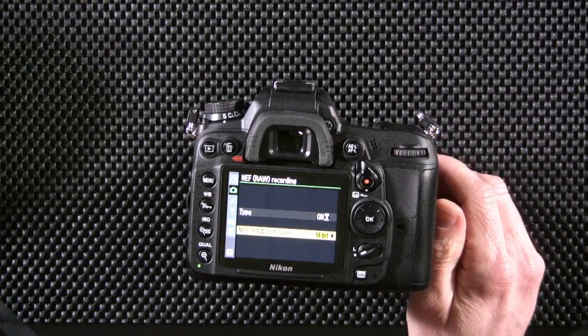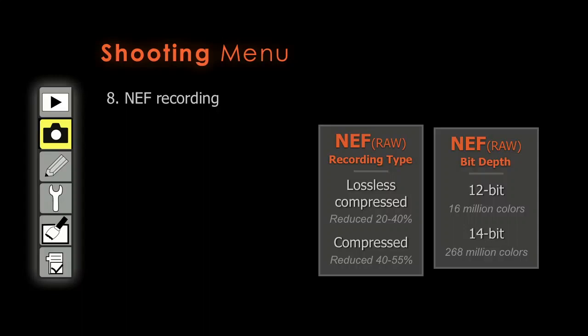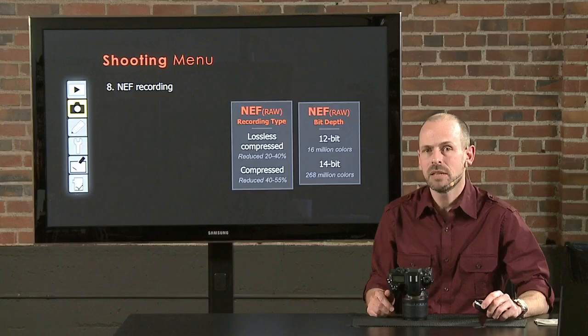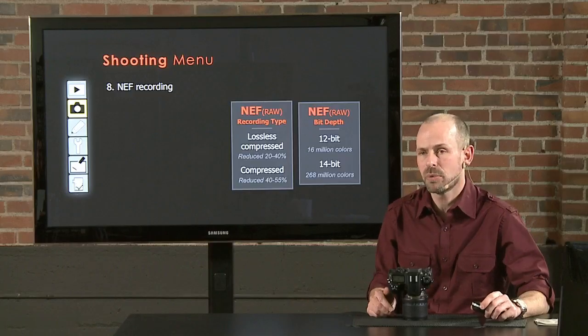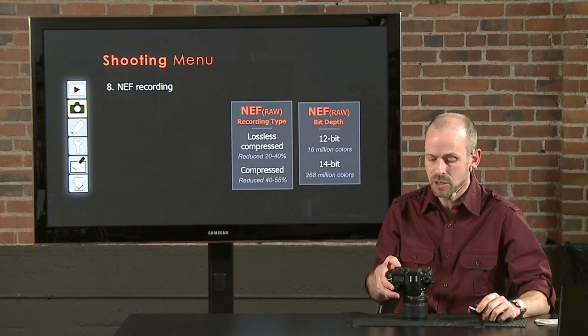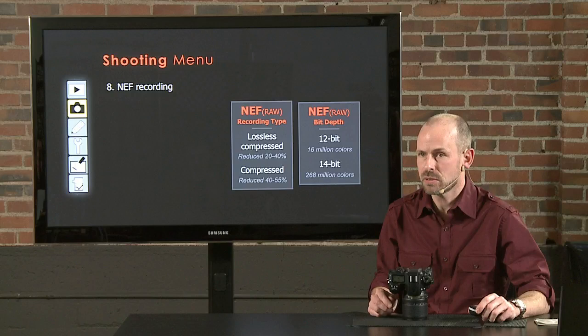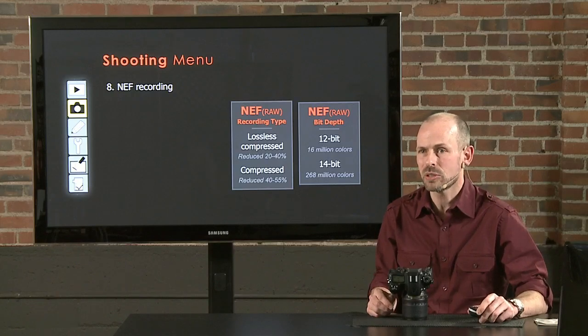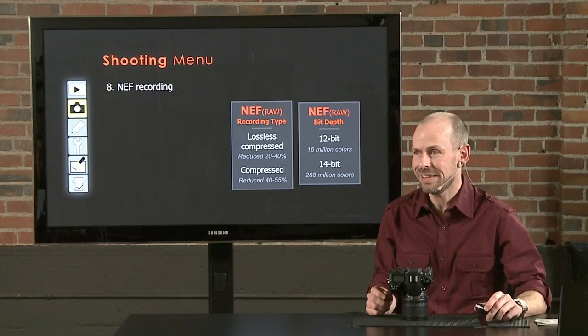And along in there is the bit depth. This is recording how many colors you are recording. You have the choice of either 16 million colors, which is pretty good, or 268 million colors, even more. This is kind of like the recording of lossless versus compressed. If you put it into 14-bit, the camera will record as much data as possible, but it will slow the camera down in its motor drive a little bit.